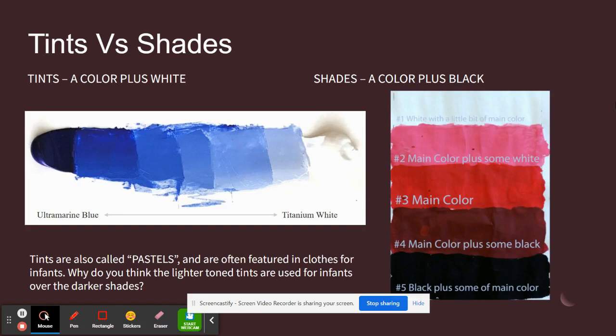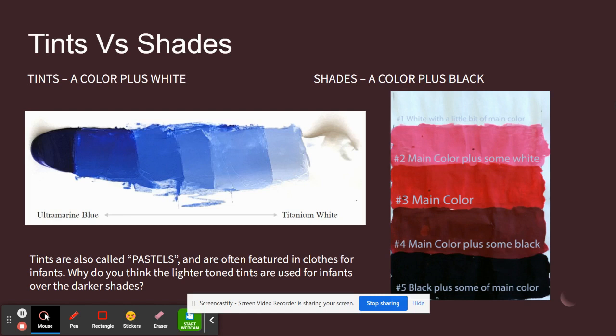Tints versus shades. Tints are a color plus white. We can see it in this blue paint on this side over here. You have the dark ultramarine blue, add a little bit more white at a time, and you get these lighter and lighter shades of blue. They're called tints. Shades are a color plus black. So if you see over here in this red color swatching, you have the main color being red, and then number 4 and number 5 are that main color red plus a little bit more black.